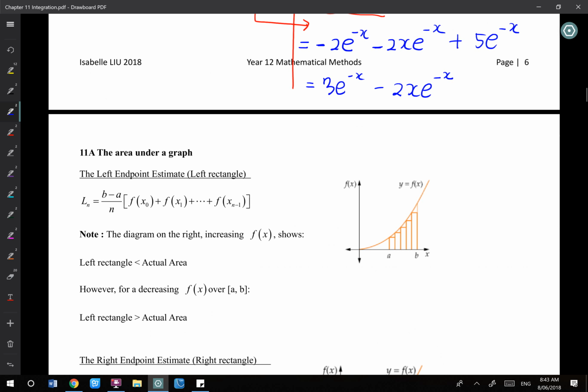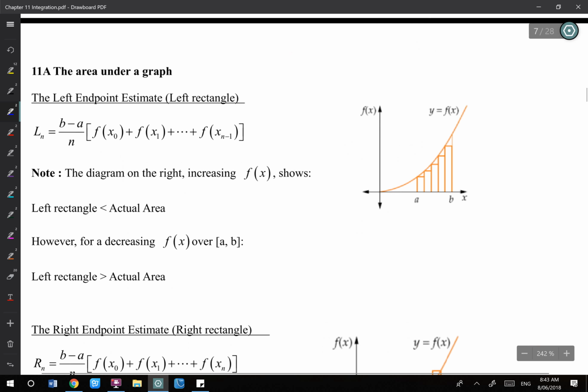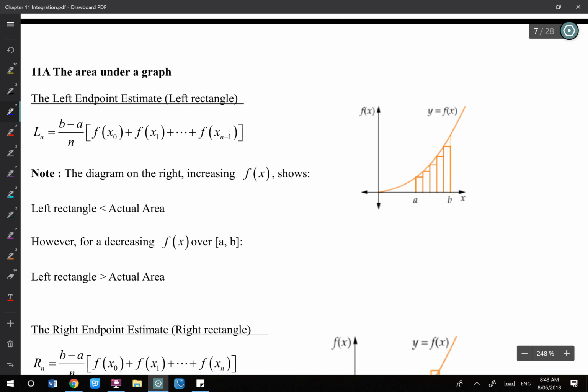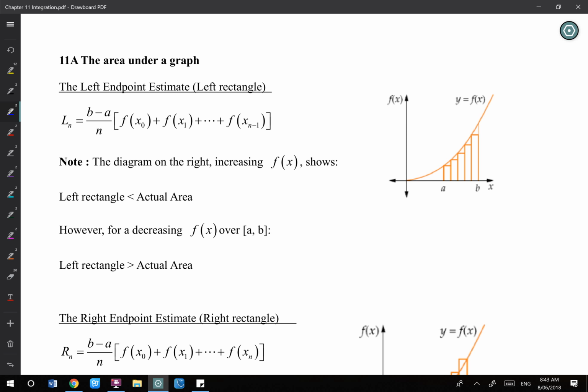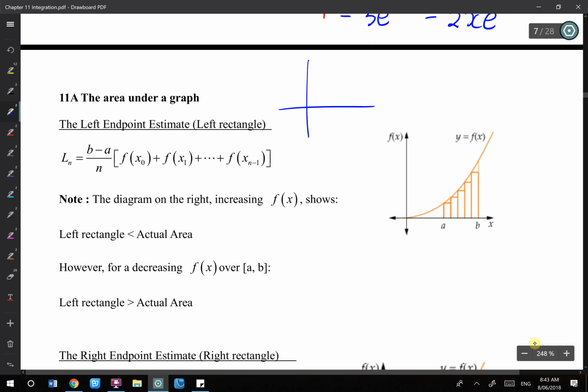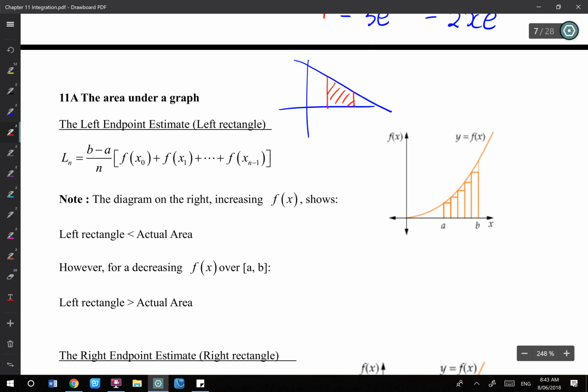Let's not talk about integration first. Let's talk about the area under the curve. I think the next exercise talks about integration, so A is the introduction. What I want to do is approximate the area under the curve. If it's a straight line, a linear function, I can find the area under it because it's a trapezium shape. I can use the trapezium formula if I know the equation for f x.